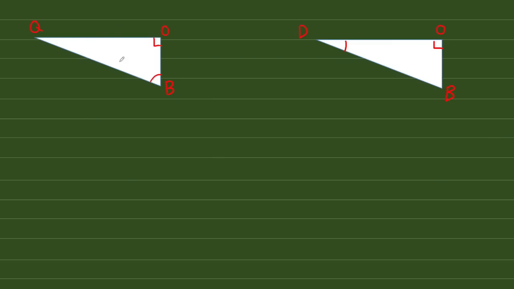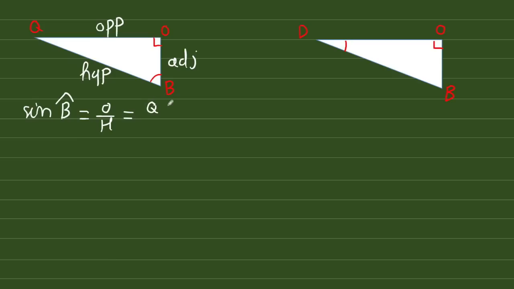Angle B, and this is the hypotenuse. It is very easy to recognize the opposite side, and the last one will be adjacent. Sine B is opposite divided by hypotenuse. Opposite is QO, hypotenuse is QB. Cos B is adjacent divided by hypotenuse. Adjacent is OB, hypotenuse is QB.